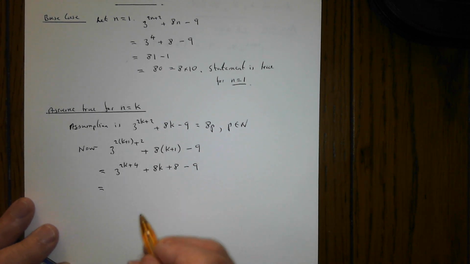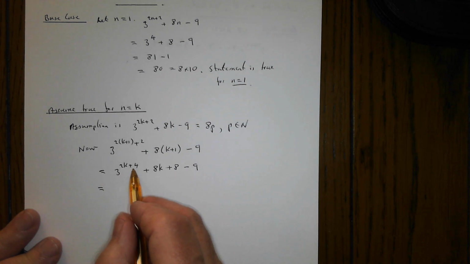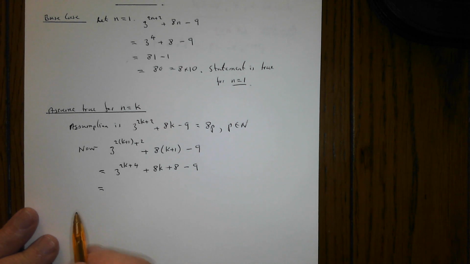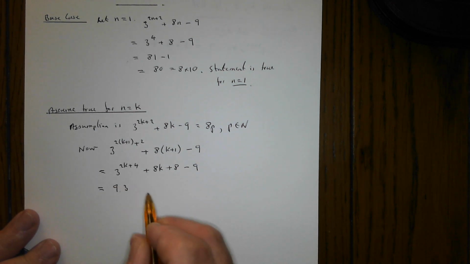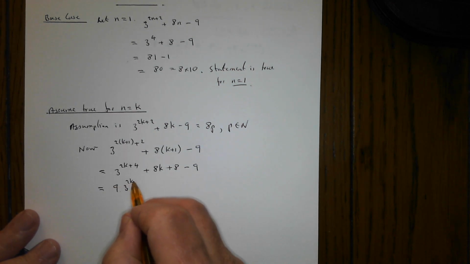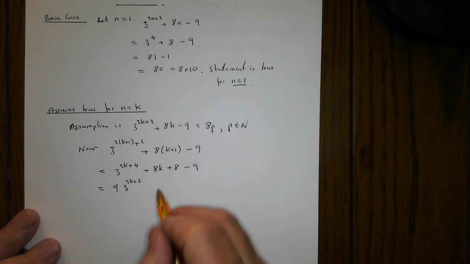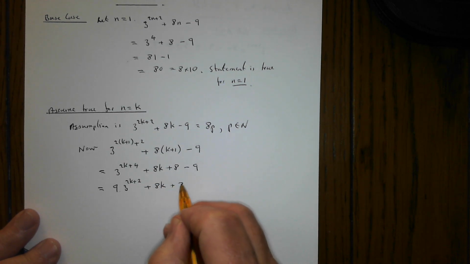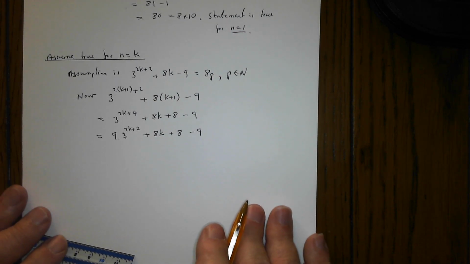What we can now do is take 3 squared out of this, using the fact that 3 to the a times 3 to the b is 3 to the a plus b. So I can take a 3 squared out, which equals 9 times 3 to the 2k, and this is now reduced to plus 2. And then I've got 8k plus 8 minus 9. So far so good.